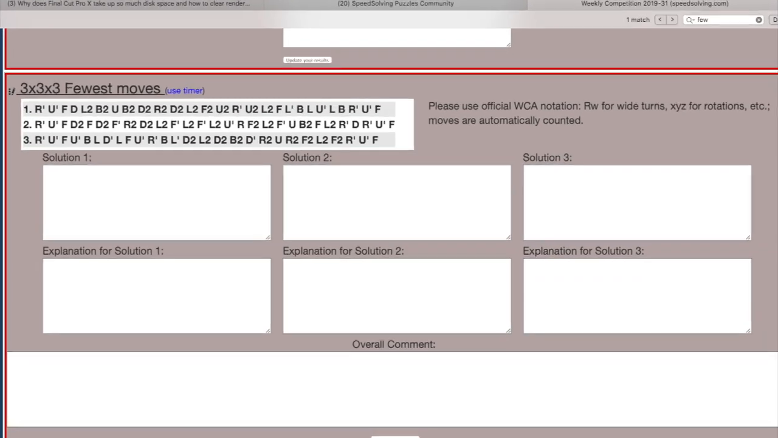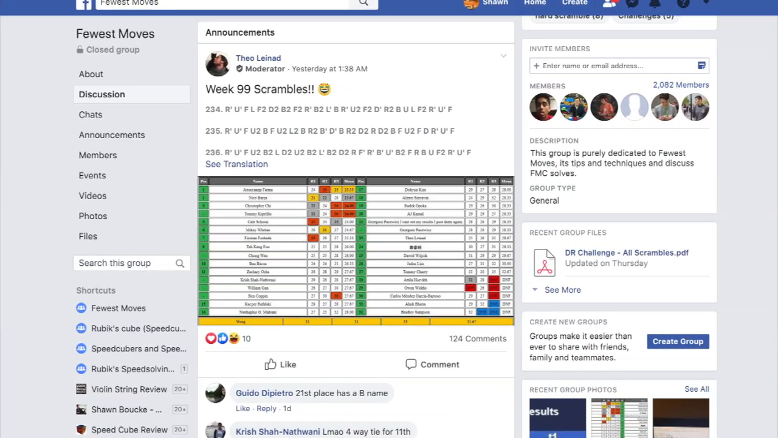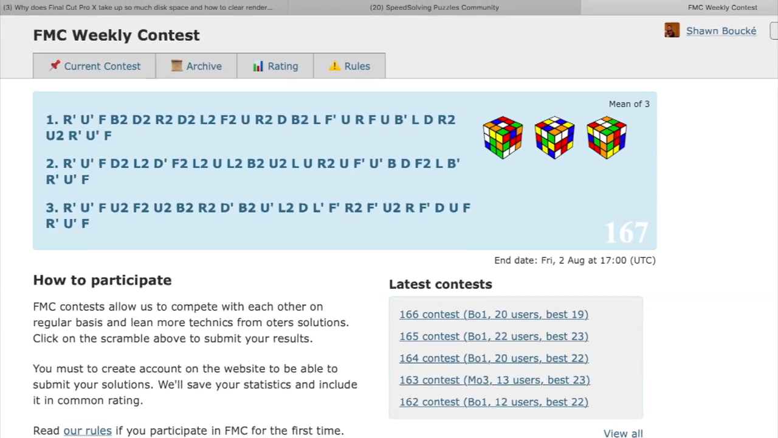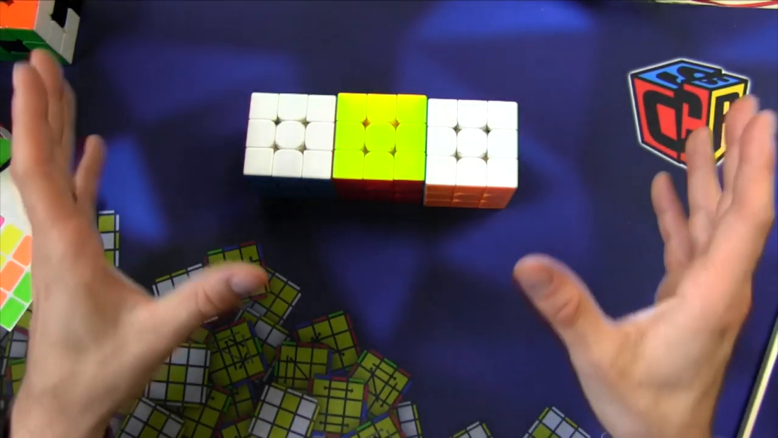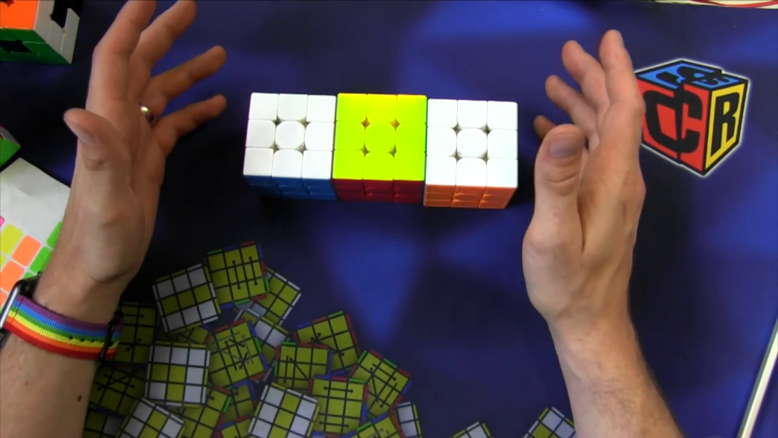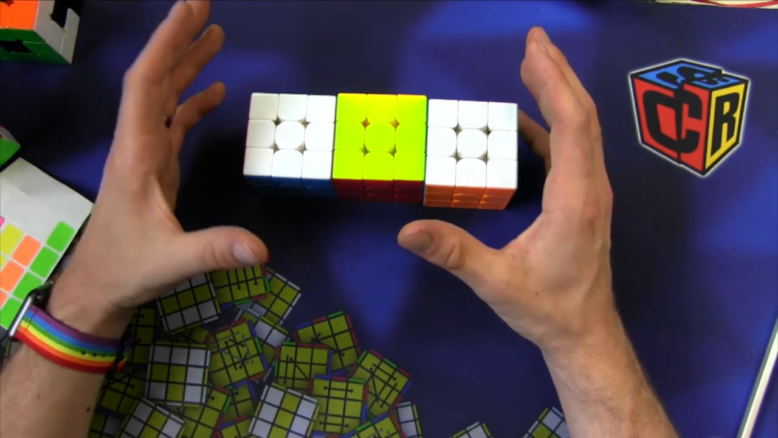But the Speed Solving Forum has a mean of 3. There's a Fewest Moves Facebook group, which has a mean of 3. And the fewest-moves.info either has 1 or a mean of 3. This is, in my opinion, the most fun event. Although there is a lot of luck in finding a good solution, you could be any age and it doesn't matter that much how fast you are.